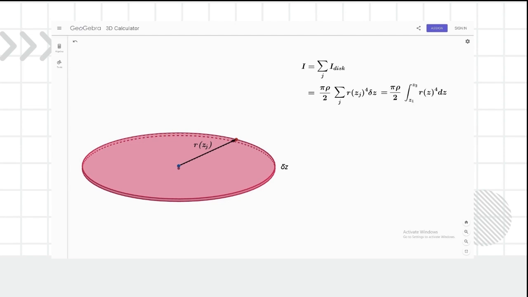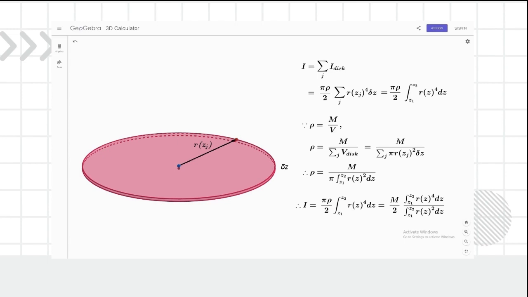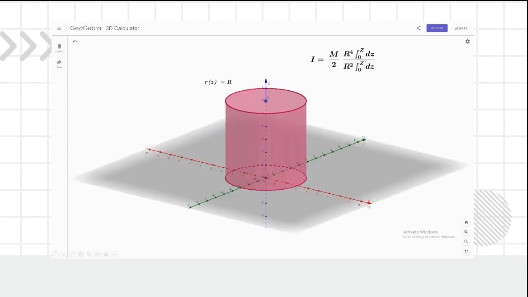By considering the equation for density, we can rewrite the moment of inertia in terms of mass. Here, the total volume becomes the sum over each disk's contribution, where the summation is again replaced by an integral. If we plug this density into the moment of inertia equation, we get this expression. When we apply this to the previous example of a cylinder of height z, we obtain the same expression for the moment of inertia. Here, we use the fact that r of z is just the radius of the cylinder.